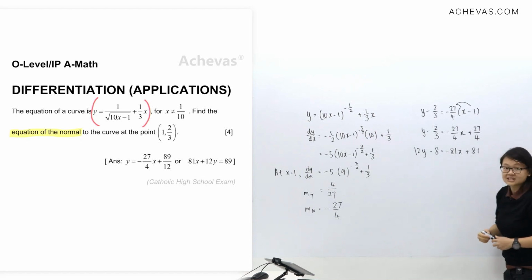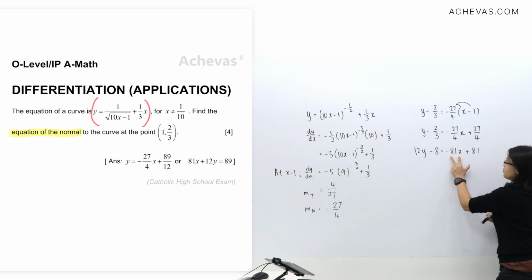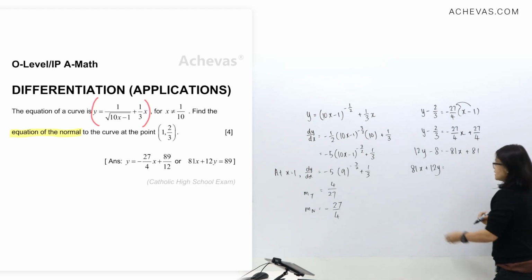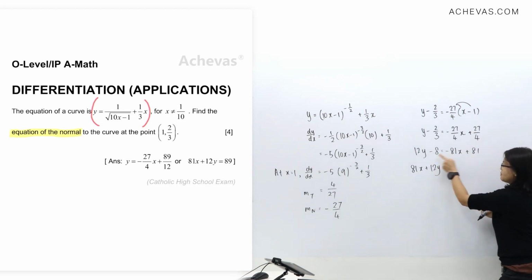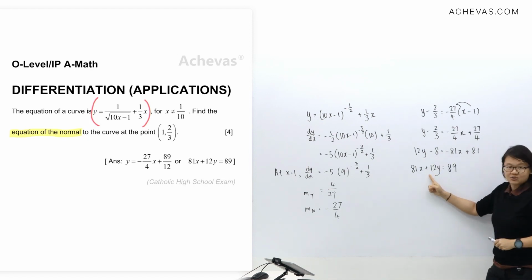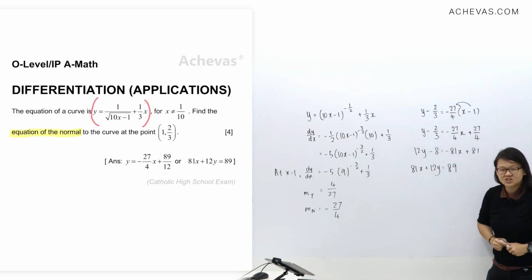Now, I'm going to express this in standard form. So I'm going to move x to the left. So I'll get 81x plus 12y. Keeping x and y on the left and moving negative 8 to the right, I have 81 plus 8, I'll get 89. So this is my equation of the normal for this question over here.